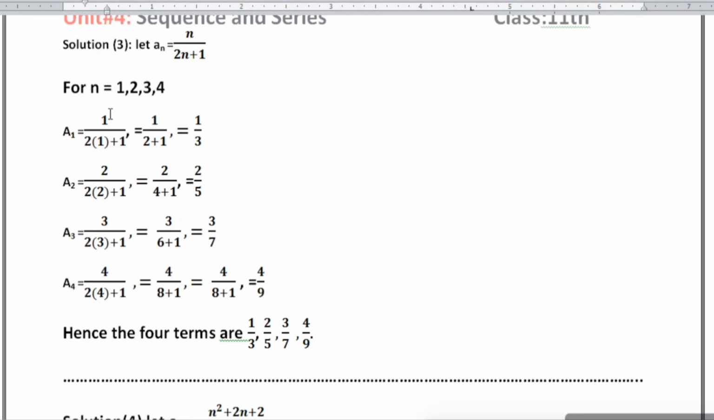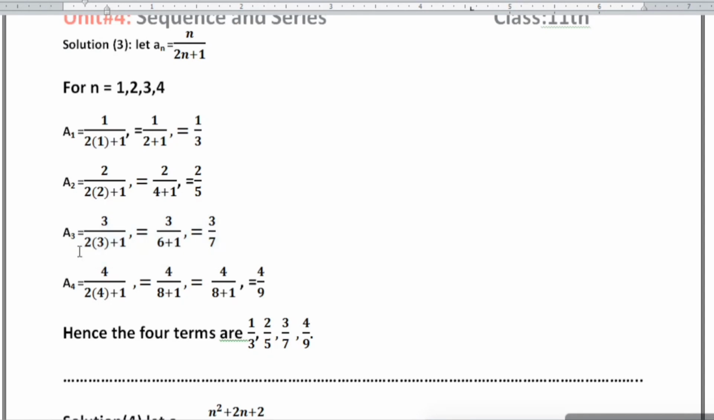So first term for n is equal to 1. So a 1 is equal to 1 divided by 2 into 1 plus 1, which is equal to 1 divided by 2 plus 1, which is 1 divided by 3. So first term a1 is equal to 1 divided by 3. For n is equal to 2, a2 is equal to 2 divided by 2 into 2 plus 1, which is equal to 2 divided by 2 times 2 is 4, 4 plus 1 is 5. So a2 is equal to 2 divided by 5.